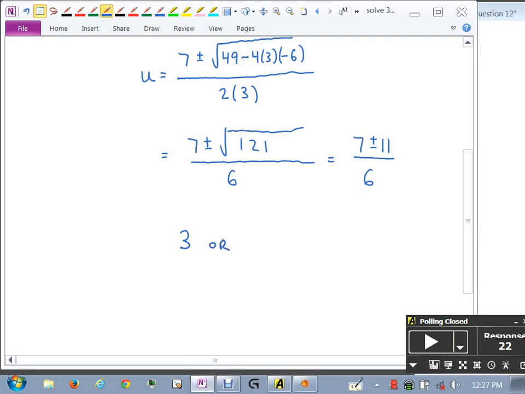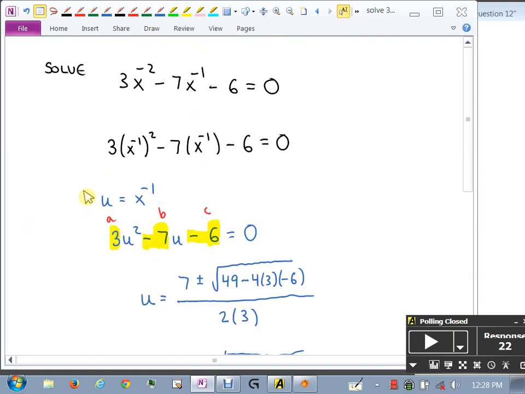Or now 7 take away 11. Negative 4 over 6 is negative 2/3. That's the same as negative 4 over 6. So you're getting two things, right? U is either equal to 3 or U is negative 2/3. Yes? But we made a substitution, right? You don't want to forget this. U was x to the negative 1.